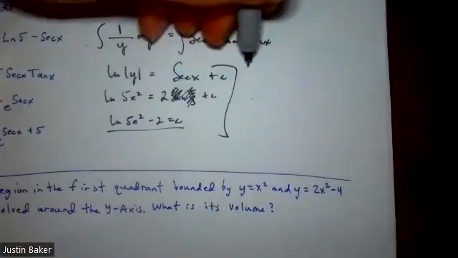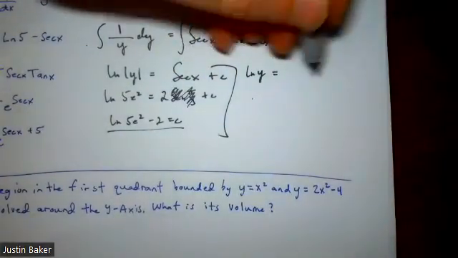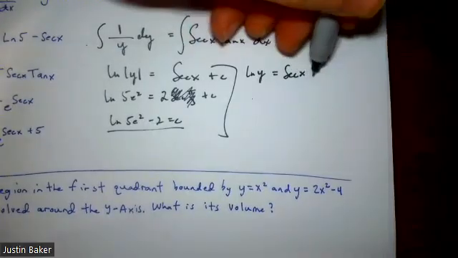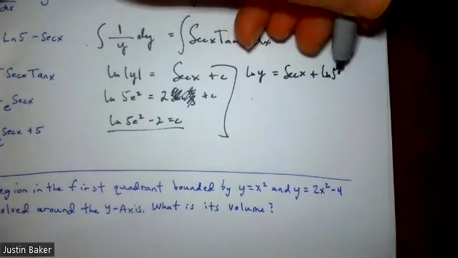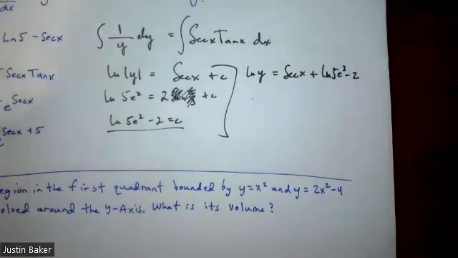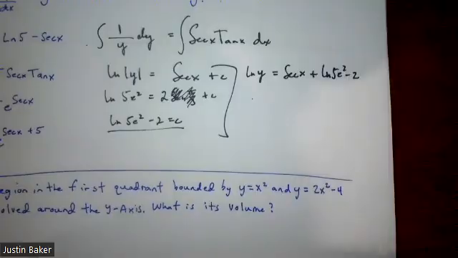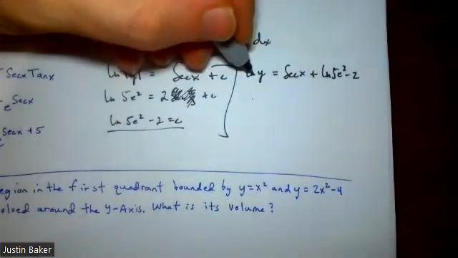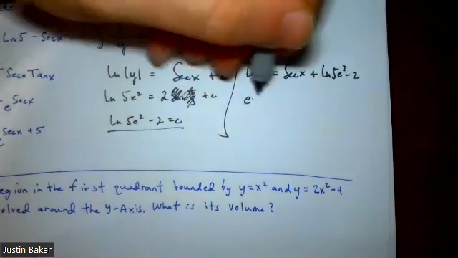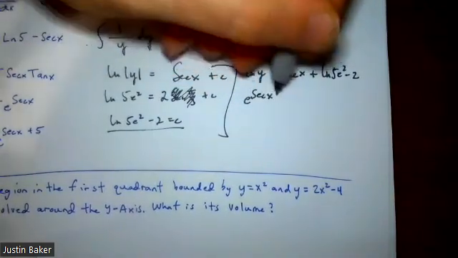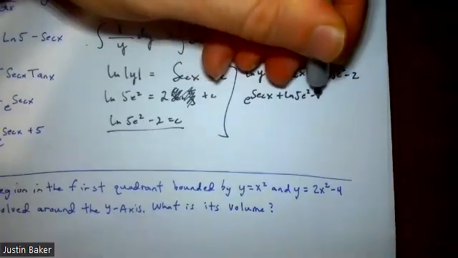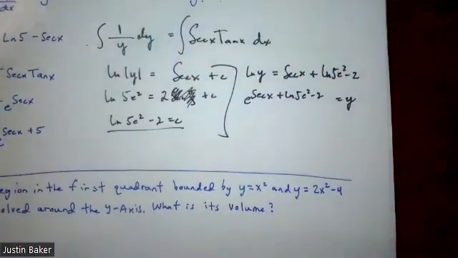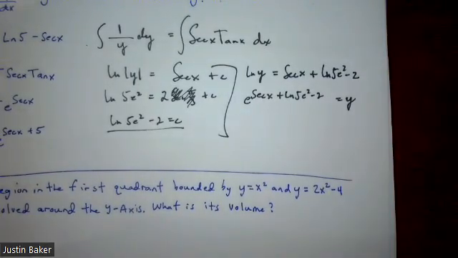So that would be natural log of y is equal to secant x plus natural log of 5e squared minus 2. And we're trying to solve this for y. So we would want to raise both sides, essentially. This is going to be log base e. So this would become e raised to the stuff on the right side is equal to y. And then we need to just figure out a way to simplify this a little bit.